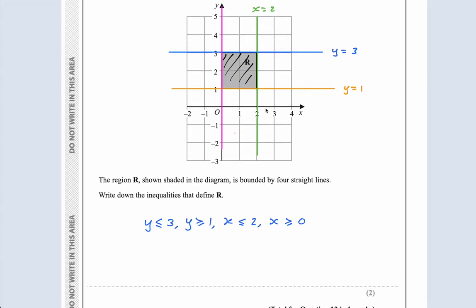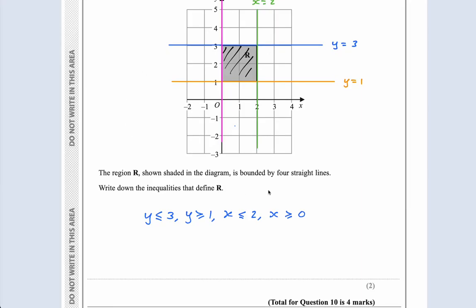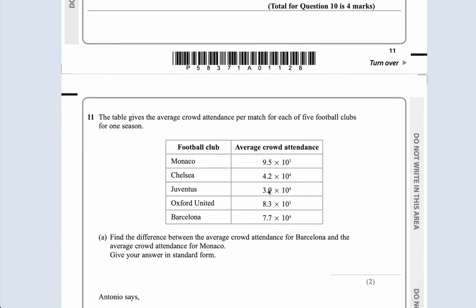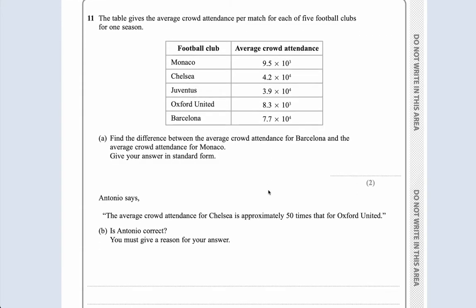That's as nice an inequality region question as you'll get, because as I said, they're all vertical and horizontal lines. But I think it's a good question, and if you understand this, it might help you understand the more difficult ones. So far, guys, I would argue this exam paper is not too bad relative to some of the other ones I've seen, at least.